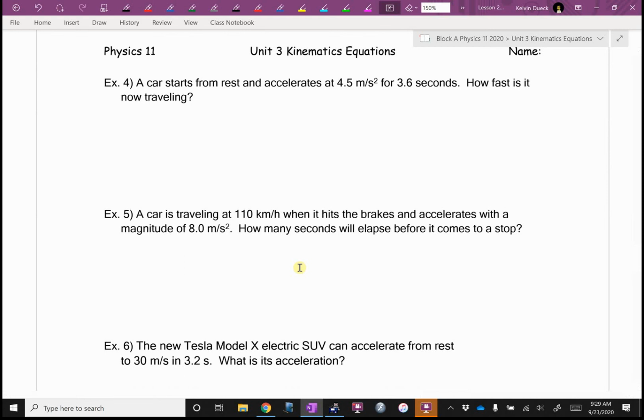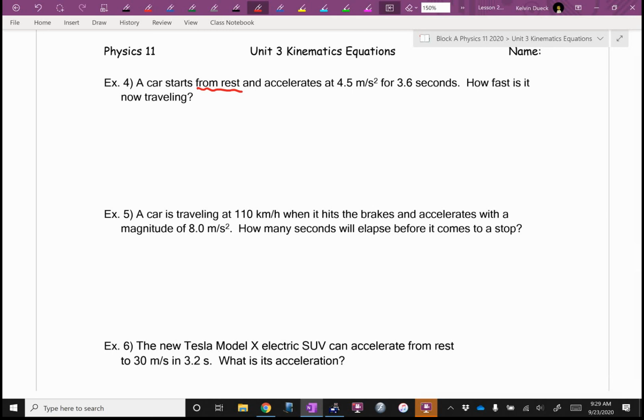What two words shall I underline in example 4 right now? Rest. From rest. I already made a mental note. VI is 0. I've got a data piece. From rest, it accelerates at 4.5 meters per second squared for 3.6 seconds, a little under half a G. How fast is it now traveling?